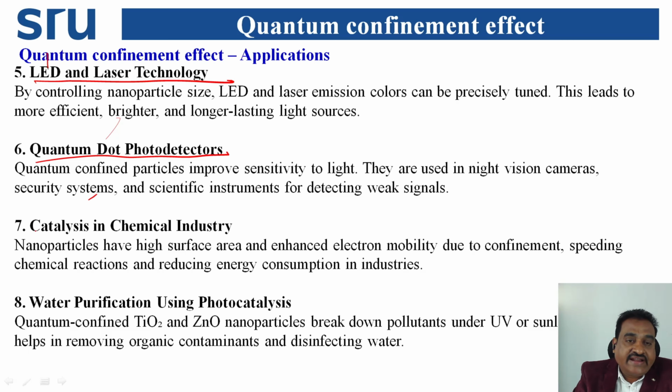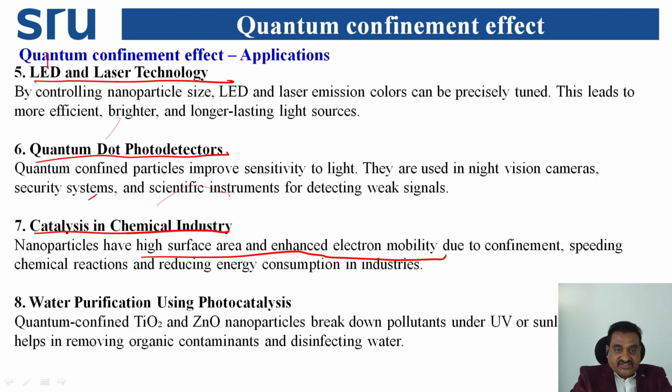You see here catalysis in the chemical industry. Nanoparticles have high surface area and enhanced electron mobility due to quantum confinement, speeding chemical reactions and reducing energy consumption in industries. So quantum confinement effect is very useful in catalysis in the chemical industry.